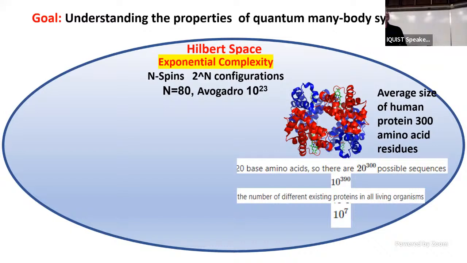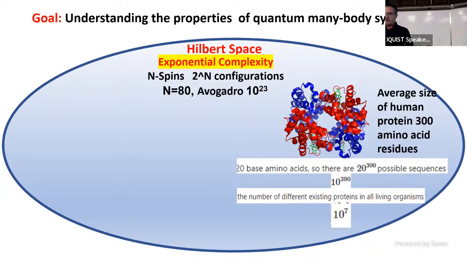I'd like to show this one just to show you where we're going with this approach. If you look at Hilbert space, it's a huge space. For just 80 spins, where each spin has 2 degrees of freedom, you have 2 to the n configurations. If you take 80, for example, you have an Avogadro number of configurations. And you ask the question: do we really need an Avogadro number of configurations to describe the magnetic properties of a material? And the answer is no.